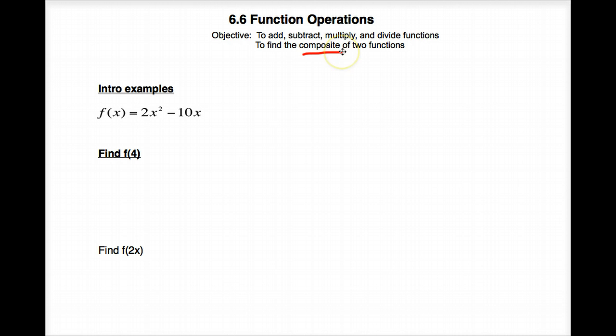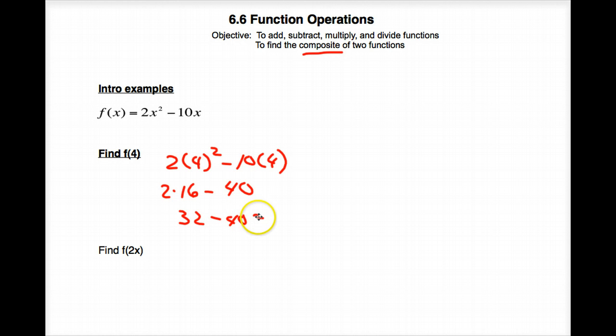So let's start off doing a little review here, just reminding how to plug things in. When I find f of 4, that simply means plug in a 4 and evaluate. Follow your order of operations. Simplify as far down as you can get. Plug in 4, you should get negative 8.